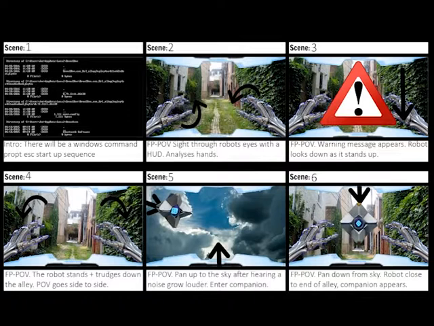In scene 5, the camera's going to pan up as we're going to hear a noise in the background. The robot's going to look up, which will pan the camera, and we're going to see a small sort of floating companion type thing coming from the sky towards the robot.